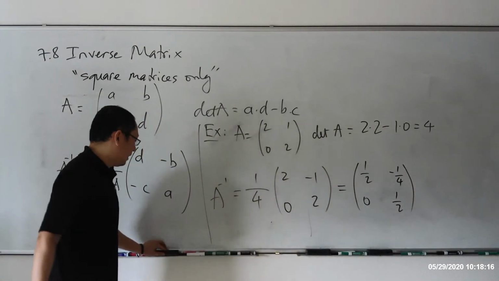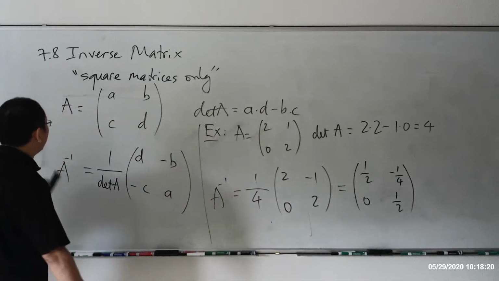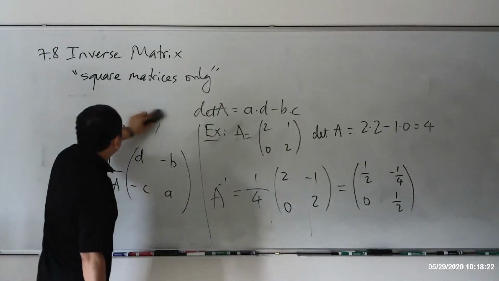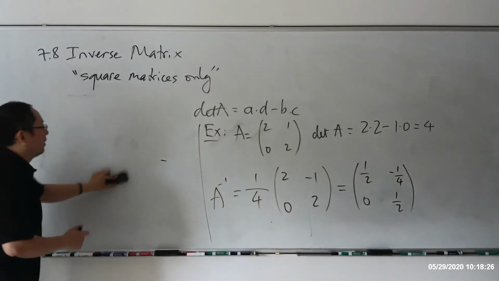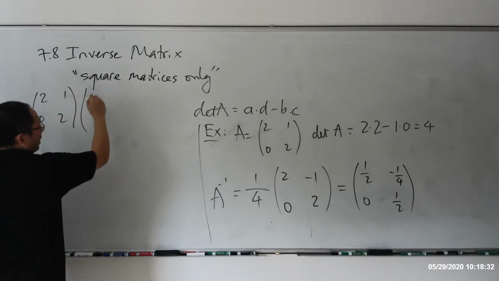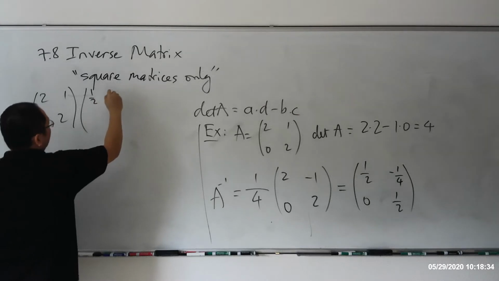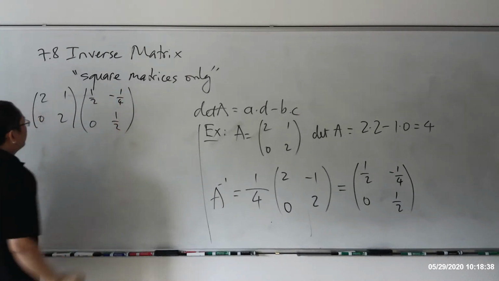Now you found the inverse of a 2 by 2 matrix. Question. How do you know it's really the inverse? How do you check to make sure it's the inverse? You can take A inverse times A, see what happens. Or A times A inverse. Let me do both. Okay? 2, 1, 0, 2. You times 1/2, negative 1/4, 0, 1/2.